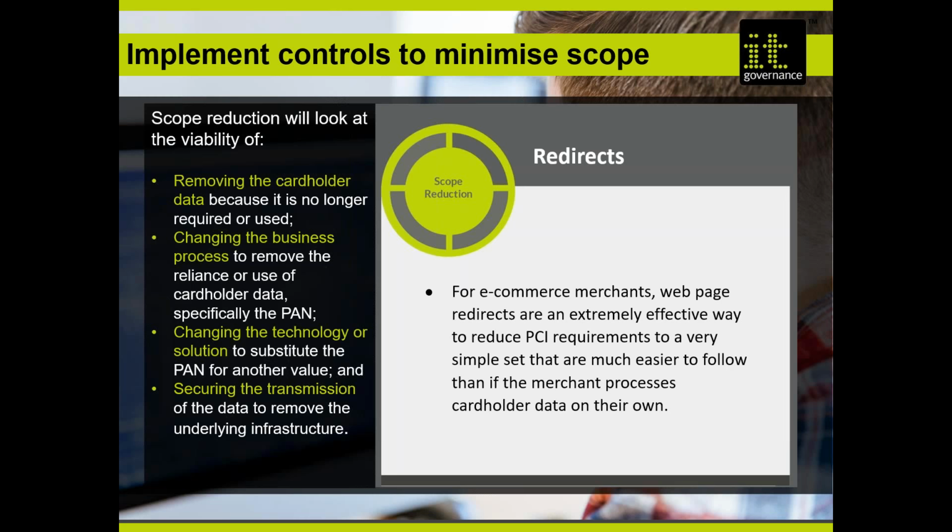An e-commerce solution using the redirect approach is not out of scope for PCI DSS, and the reason is that a redirect could be hijacked, enabling the attacker to redirect traffic to a rogue server. So the merchant is still responsible for protecting the processing of the transaction, even though the transactions are not processed by them.